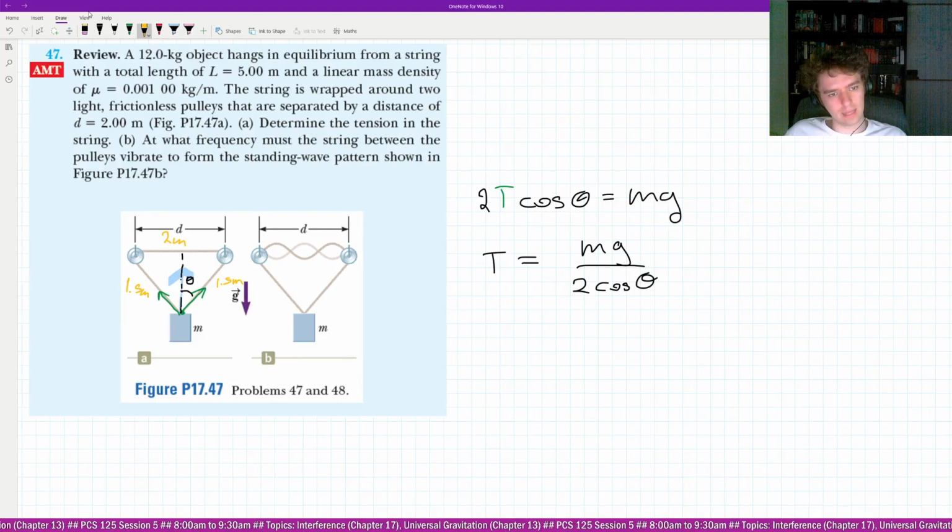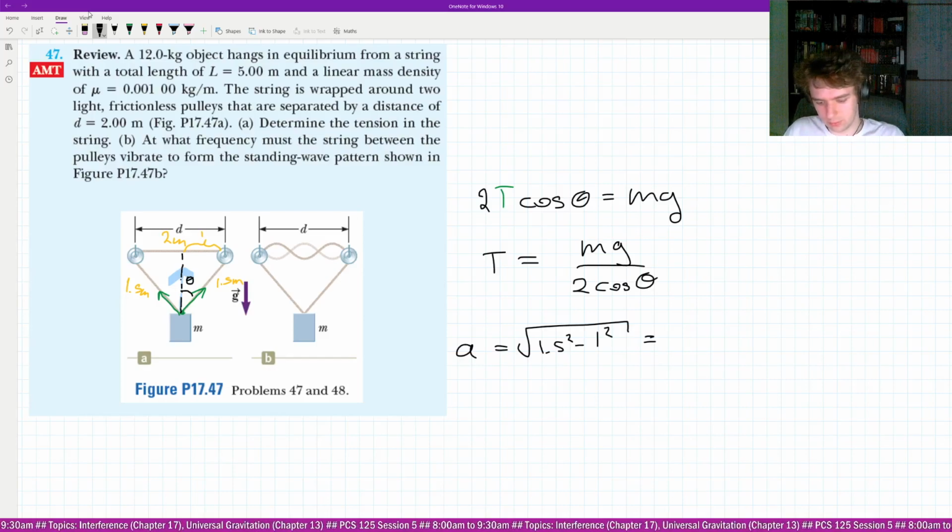So I know now that I can find this length. This length is 1. So I can find this here. That length is going to be the square root of 1.5 squared minus 1 squared. Which is 1.12. 1.12 meters. So now you can find cos theta.